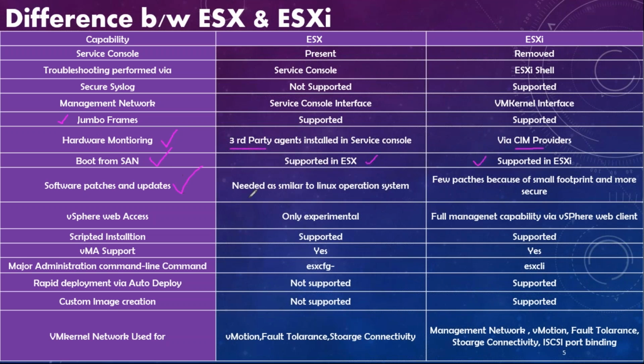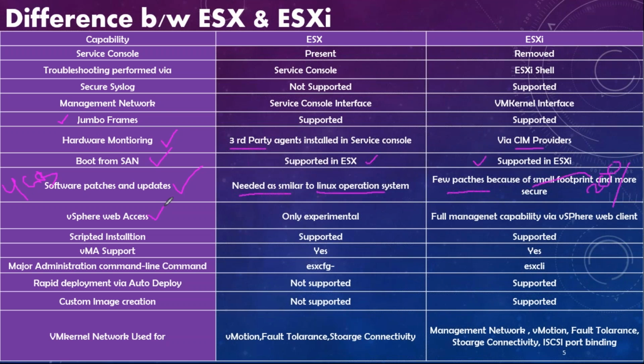Software patches and updates. Well, the software patches needed are similar to the Linux operating system, because it is a Linux operating system. Whenever there is a patch available for Linux, you have to apply it. But here very few patches are required because this operating system is not known by many, so there is less security threat. And VMware releases very few software patches, be it a security patch or product enhancement or a bug fix, because it has a very small footprint. You know what? The ESX operating system is about 4 GB in size, whereas your ESXi is about 200 MB in size. Where is 4 GB? Where is 200 MB? Right? So that's the kind of difference.